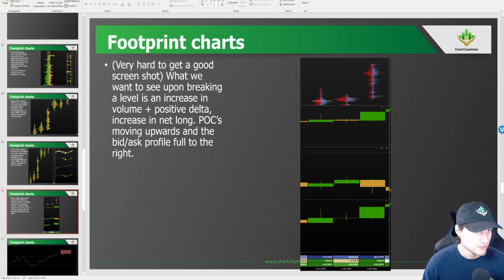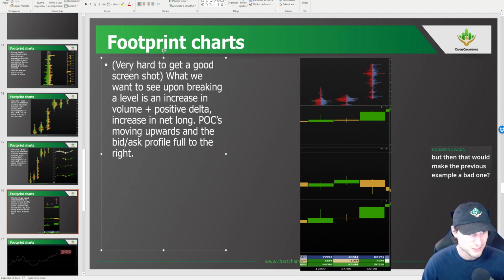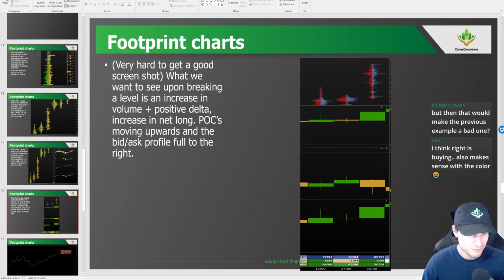So this is now another view. Okay, so sorry, I just had to write this. It's very hard to get a good screenshot of this. But what we want to see upon breaking a level is an increase. So make a note of this.